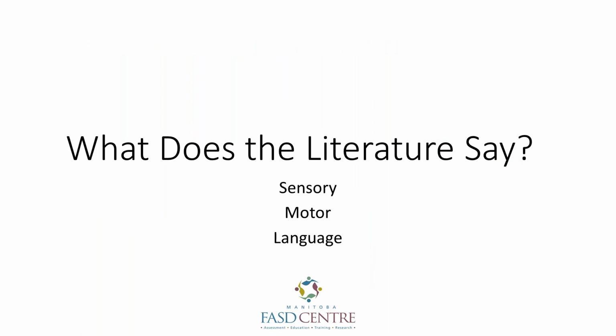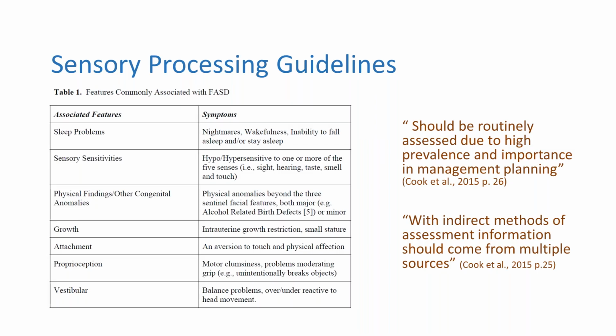Okay, so if we jump into the literature a little bit. Firstly, the guidelines in terms of sensory processing. This table is extracted directly from the guidelines, and you can see that pretty much everything on this table has sensory processing at its root, with the exception of congenital anomalies and growth. But even components of attachment, sensory processing plays a role in that. They do say that it should be routinely assessed due to the high prevalence and importance in management planning, and that with indirect methods of assessment, information should come from multiple sources.